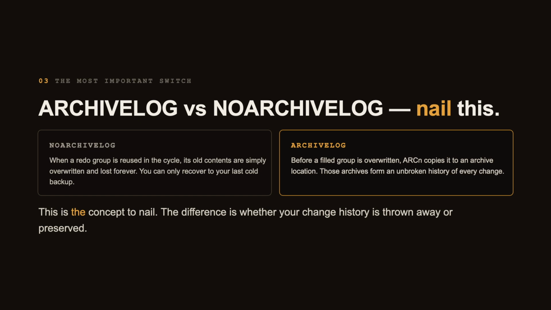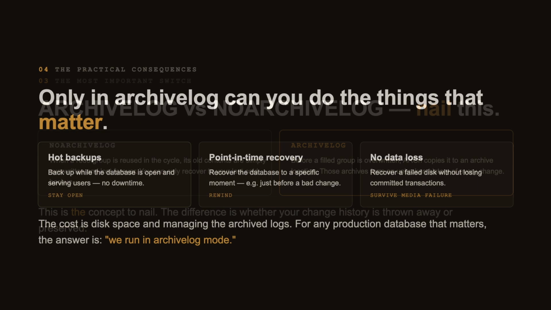In archive log mode, before a filled redo group is overwritten, the archiver process, ARCn, copies it to an archive location, often the fast recovery area. Those archived logs form an unbroken, complete history of every change ever made. So the whole difference is this: is your change history thrown away or preserved? Everything in recovery flows from that one answer.